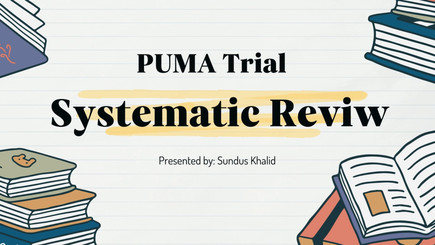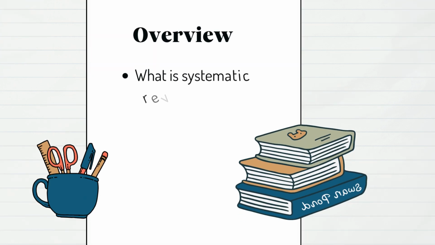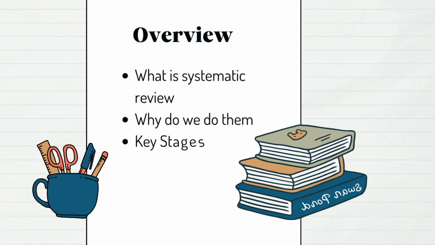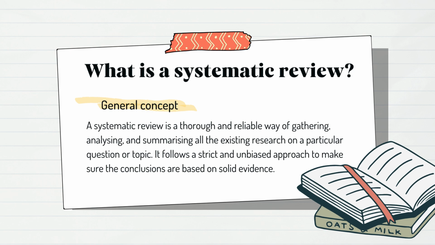Today, I'll be giving a brief overview of how to conduct a systematic review. We will cover what a systematic review is, why it's important, and the key stages to successfully conduct a systematic review. A systematic review is basically an ultra organized research report.